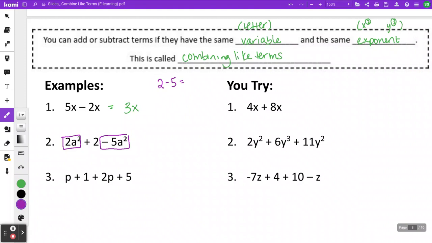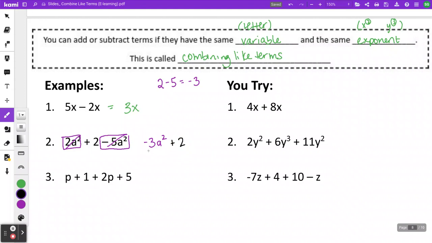This goes back to integers. If I'm subtracting a larger number, it's going to be negative. I've got negative 3 there. And so 2a squared minus 5a squared gives me negative 3a squared. Notice, I didn't do anything with the exponent. I didn't square anything. That exponent, that squared, is on the a, and so I'm just copying that over, just like we did up here with the x. So 2a squared and minus 5a squared combine to be minus 3a squared. Notice we're not done though. I still have this plus 2, so I need to copy that over to my answer. So I'm going to copy over that plus 2.